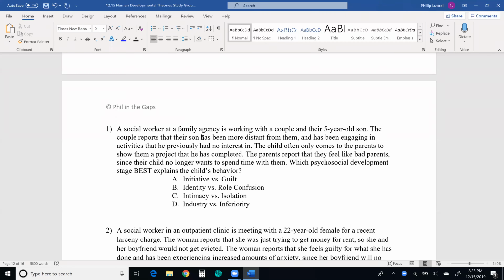A, initiative versus guilt. B, identity versus role confusion. C, intimacy versus isolation. D, industry versus inferiority. When you have your answer, type water into the chat.